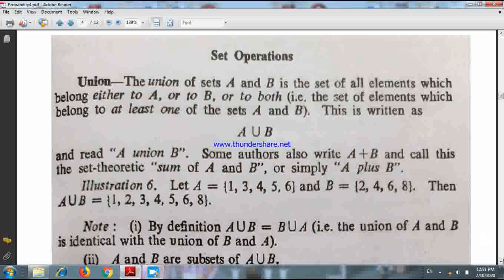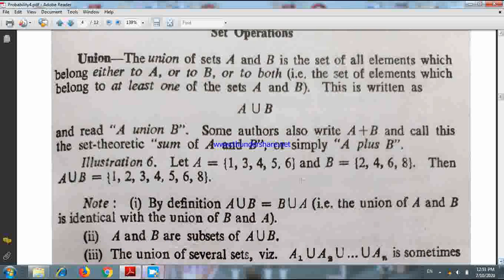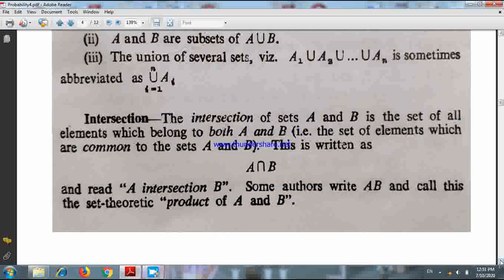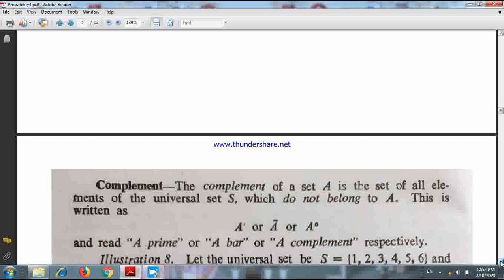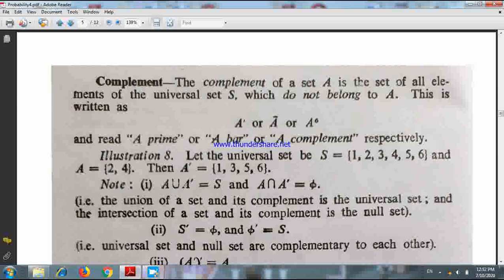And intersection means the set of elements belonging to both A and B. And this is the complement of a set. If A is a set, then A dash, A bar or A^C denotes the set of the elements not belonging, or that do not belong, to A.